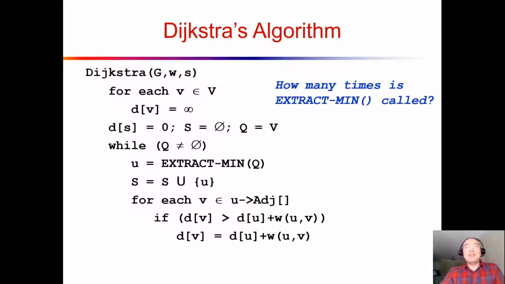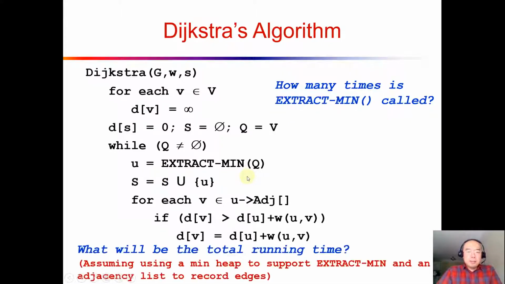So let me ask you this first. How many times is extract min called? Remember, originally we had all the four nodes in the queue, and when we extract the min, we take one out. The next time we do the extract min, we take another one out. Eventually, our goal is to remove all the nodes from the queue to the S, right? So how many times do we call that? It depends on how many vertices we have. For each vertex, we have to call extract min once.